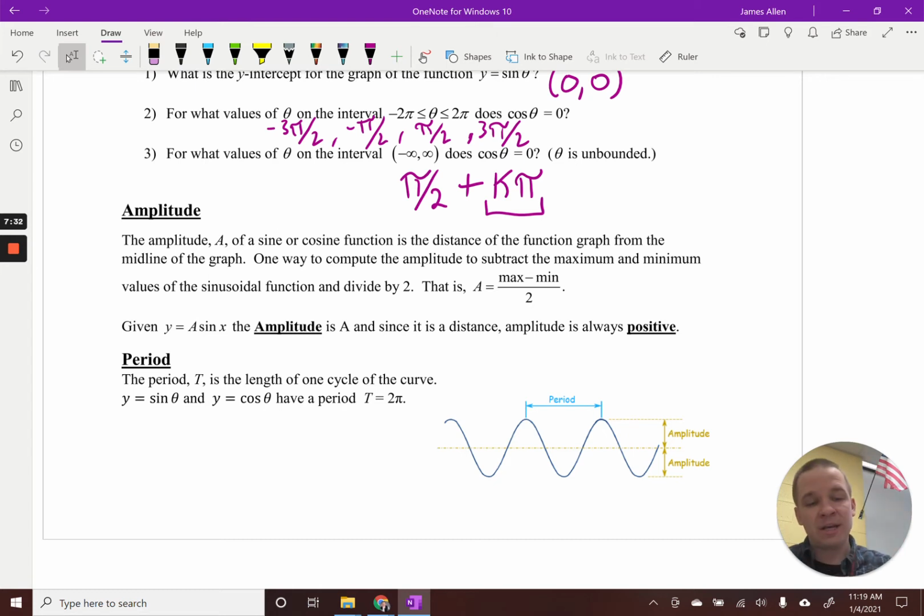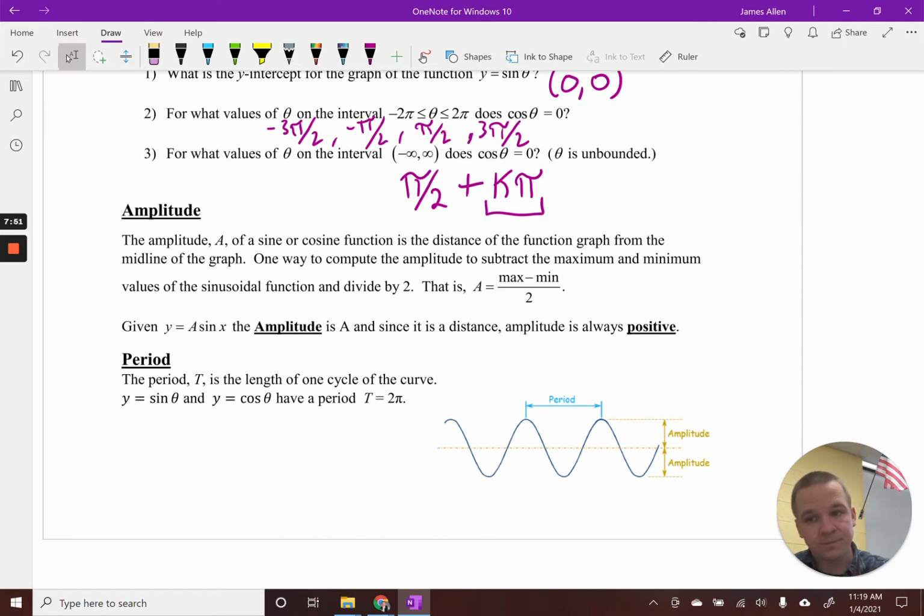Awesome. Big thing to remember, that amplitude is always a positive number, okay? Always a positive number. If there's a negative, that's a reflection. It's something totally different. The amplitude is always a positive number. Even if it was a negative 3 sine of x, the amplitude is 3, okay? That negative is a vertical reflection.